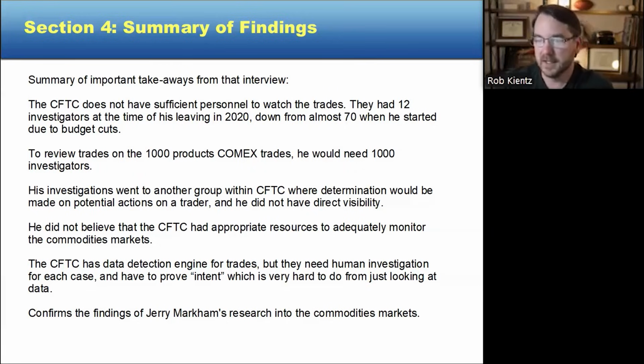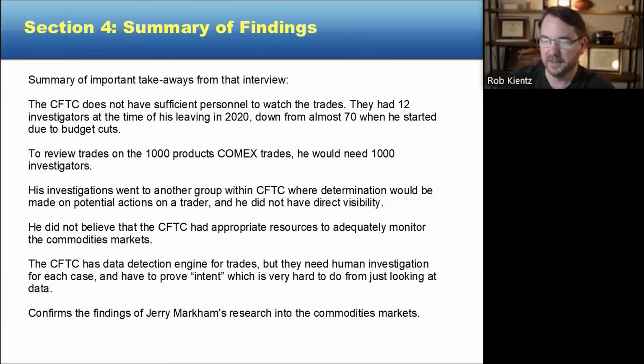that I did. His investigations went to another group within the CFTC where the determination would be made on potential actions on a trader, and he did not have direct visibility, meaning the investigation was handed off to enforcement, and then whatever happened, they couldn't see behind the curtain, so to speak. He did not believe the CFTC had appropriate resources to adequately monitor commodities markets.